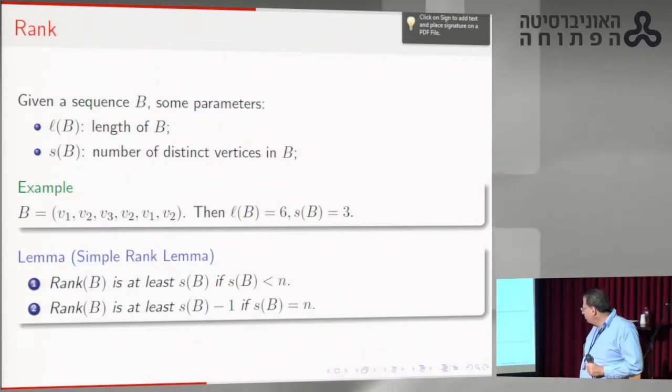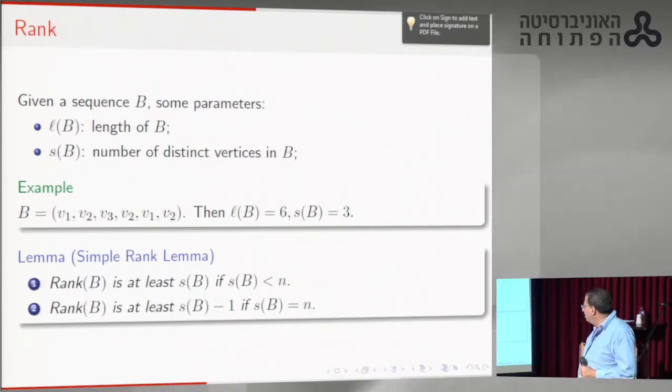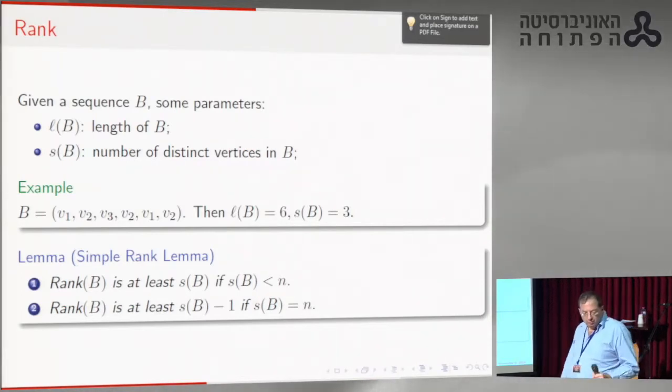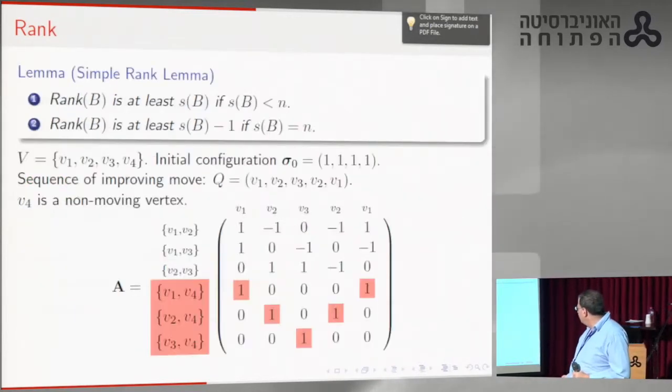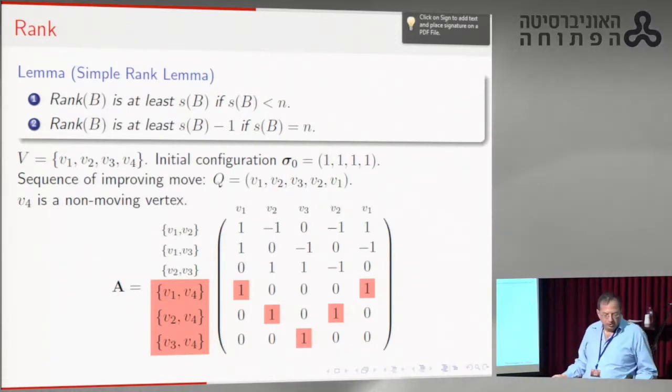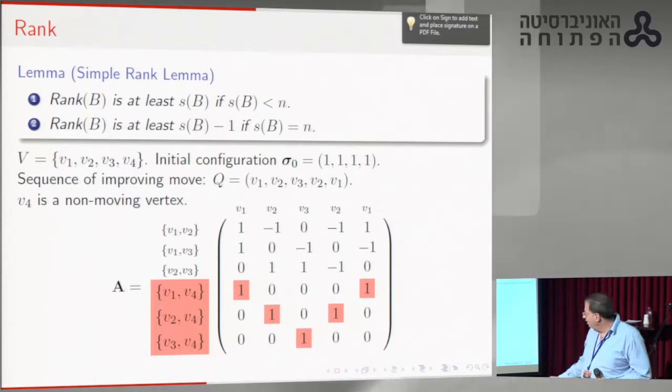Okay, and here's a simple rank lemma that says the rank of b is basically at least S of b, so you can lose 1 if all the vertices are moving. So this is straightforward. Maybe you'll see it. I'm saying the rank is at least the number of moving vertices minus 1. And if not all vertices are moving, you don't even need to lose the 1.